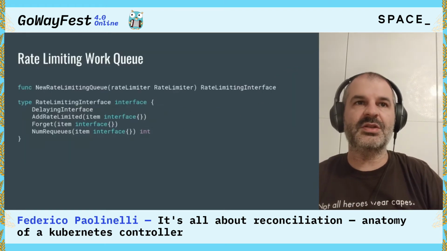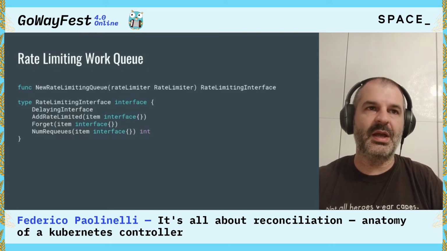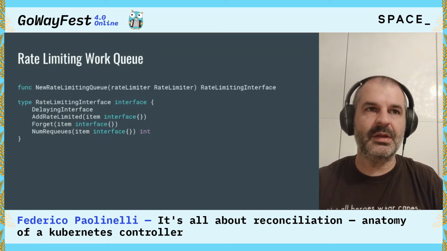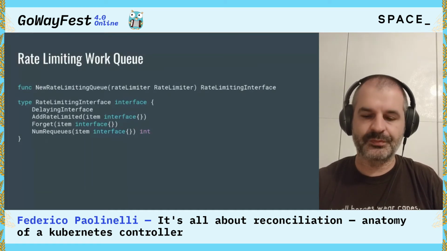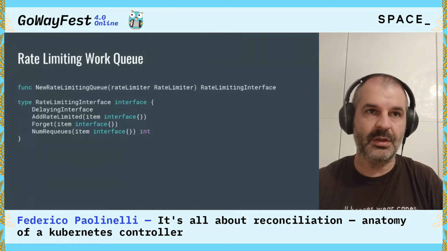There is another variation of work queues, which is rate limiting, which has another method, add rate limited, which allows us to put a key back, an element back, to the queue.